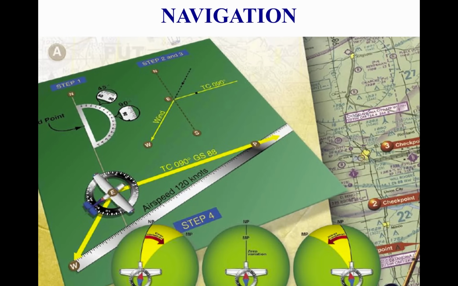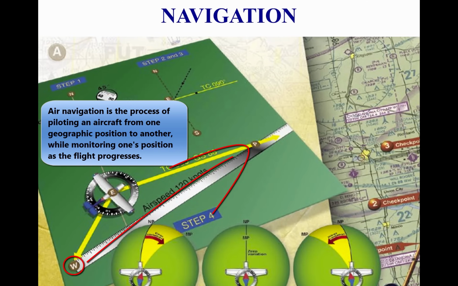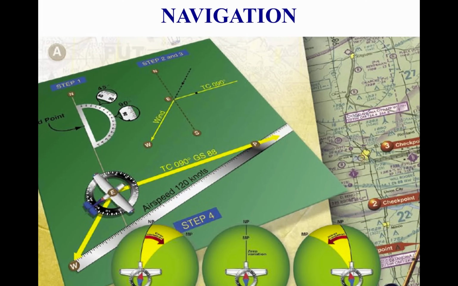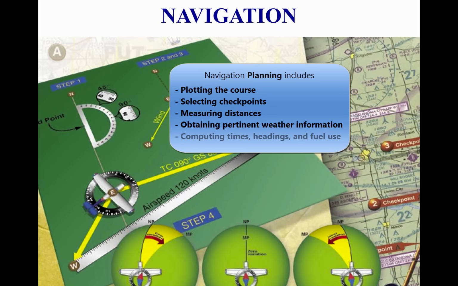Tutorial 15, Navigation. This lesson provides an introduction to cross-country flying under Visual Flight Rules, VFR. It contains practical information for planning and executing cross-country flights for the beginning pilot. Air navigation is the process of piloting an aircraft from one geographic position to another while monitoring one's position as the flight progresses. It introduces the need for planning, which includes plotting the course on an aeronautical chart, selecting checkpoints, measuring distances, obtaining pertinent weather information, and computing flight time, headings, and fuel requirements.